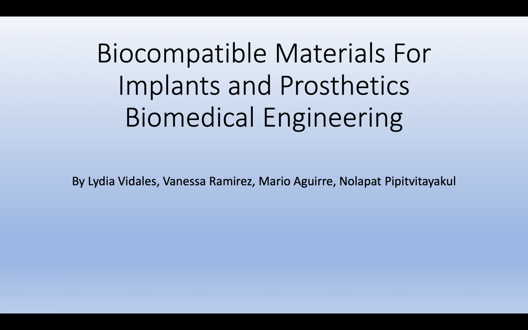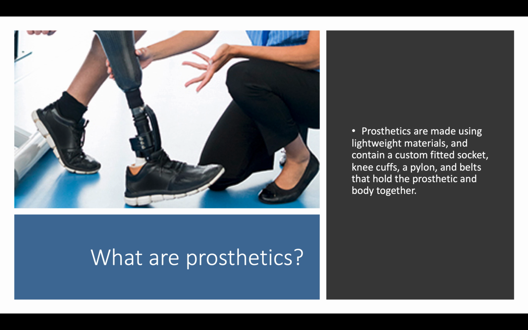Our presentation is about biocompatible materials for implants and prosthetics in biomedical engineering. So what are prosthetics? Prosthetics are made using lightweight materials and contain a custom-fitted socket, knee cuffs, a pylon, and belts that hold the prosthetic and body together. Prosthetics are used by people who have suffered an accident that required an amputation. Chemistry and prosthetics are linked to engineering through biomedical engineering.